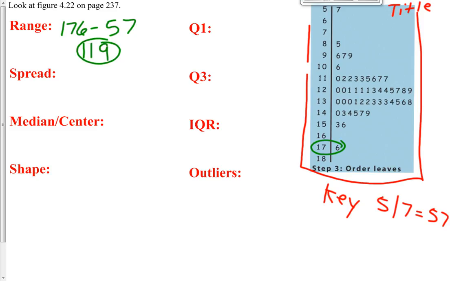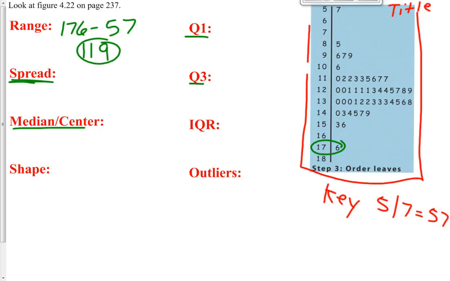The spread of the data ignores outliers. It's the lowest number to the highest number, ignoring outliers. So we have to find the outliers first, so let's wait on the spread. Now let's find the median, and let's find Q1 and Q3.